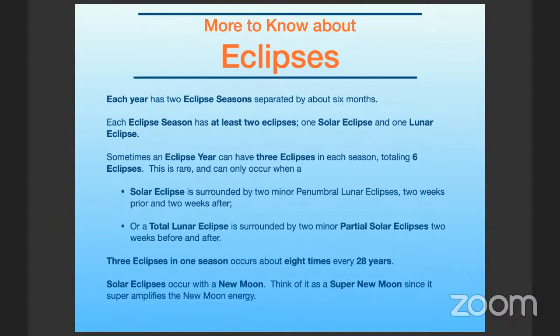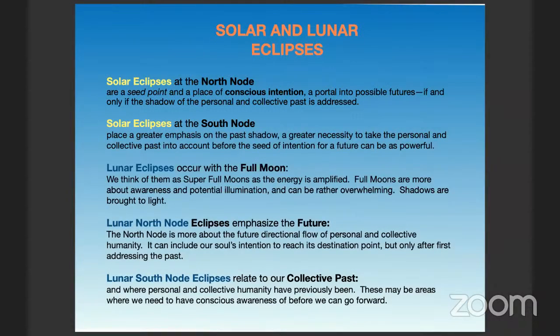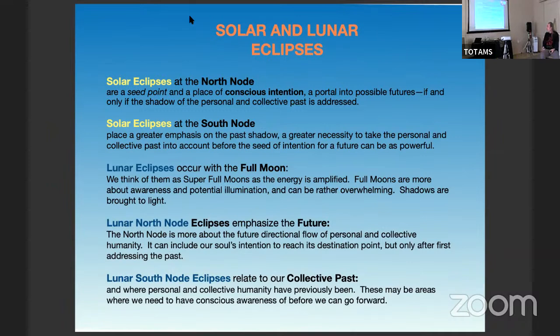Solar eclipses occur with the new moon. Think of it as a super new moon, since it super amplifies the new moon energy. This part is also kind of an innovation of our school. Solar eclipses at the North Node are a seed point and a place of conscious intention, a portal into possible futures, if and only if the shadow of the personal and collective past is addressed. Solar eclipses at the South Node place a greater emphasis on the past shadow, a greater necessity to take the personal and collective past into account before the seed of intention for a future can be as powerful.